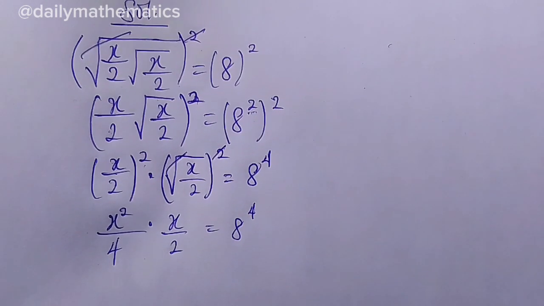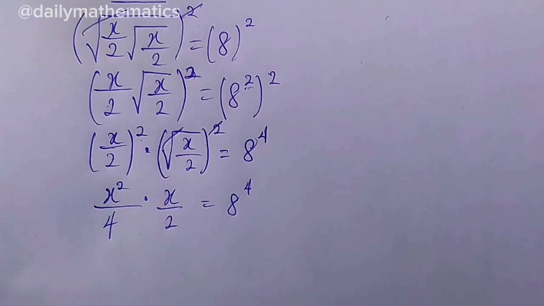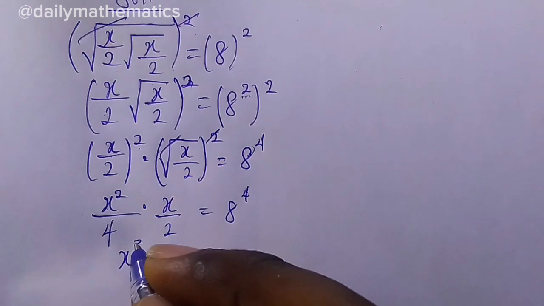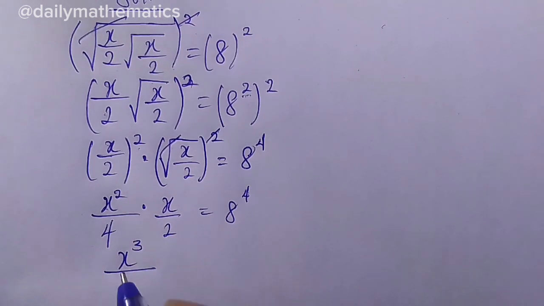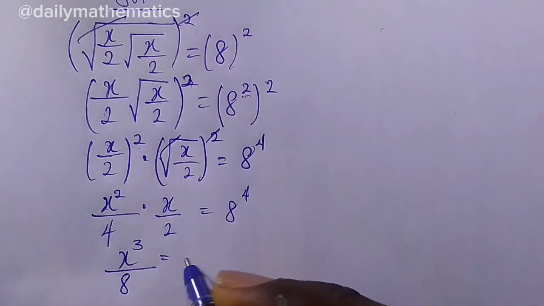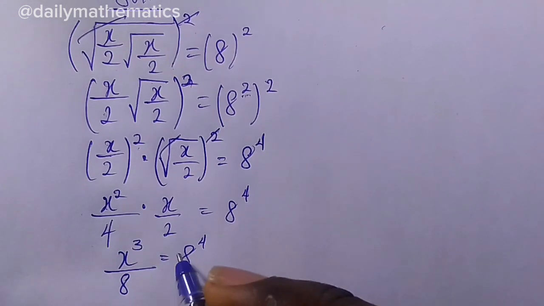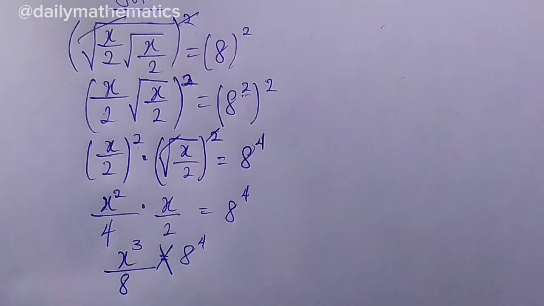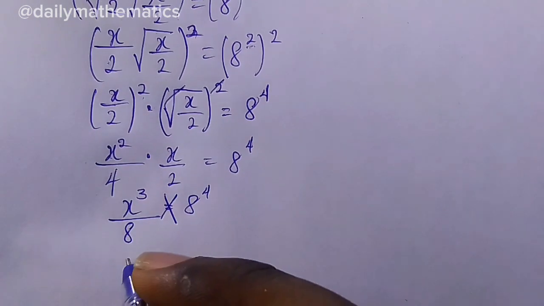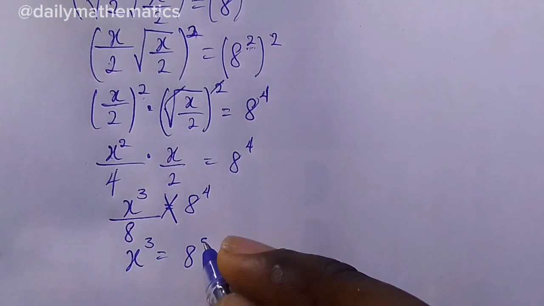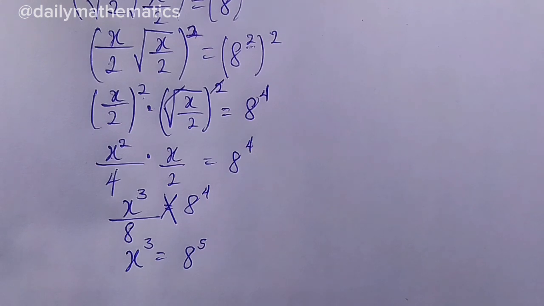All right, so from here, what's the next thing we're going to do? From here we can just multiply x squared multiplied by x. We have x cubed divided by 4 multiplied by 2. We have 8 equals 8 raised to the power of 4. And so from here we can cross multiply, and when we cross multiply, we have x raised to the power of 3 equals 8 raised to the power of 5. All right, so how do we now get the value of x? So I found x raised to the power of 3.